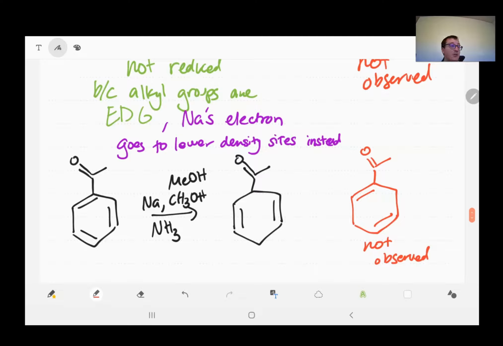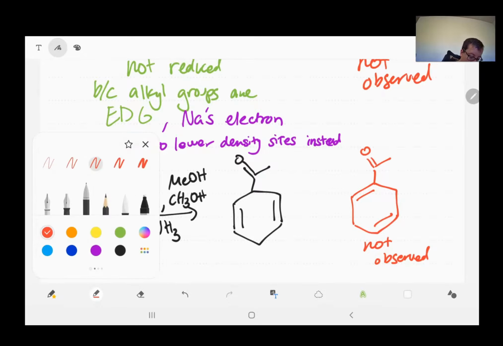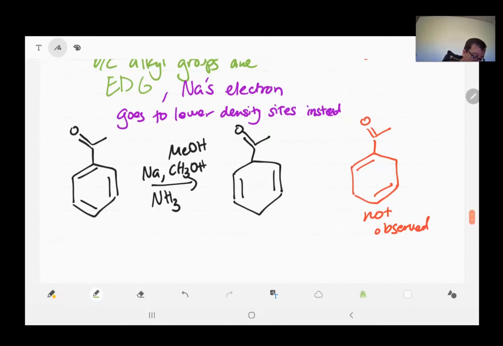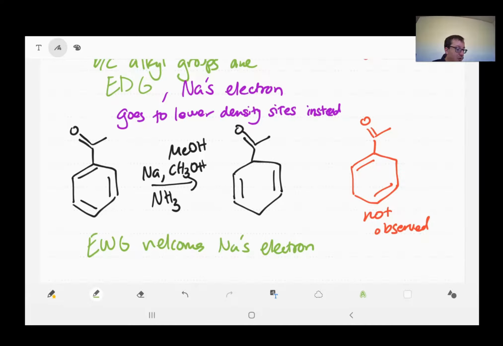Because now we have an electron withdrawing group, so we now have a place that the sodium is going to want to attack. So we will reduce that carbon. So just like the alkyl group being electron donating, preventing that site from being attacked, the electron withdrawing group welcomes the electron from sodium. And so we will always reduce that carbon if you have an electron withdrawing group there.